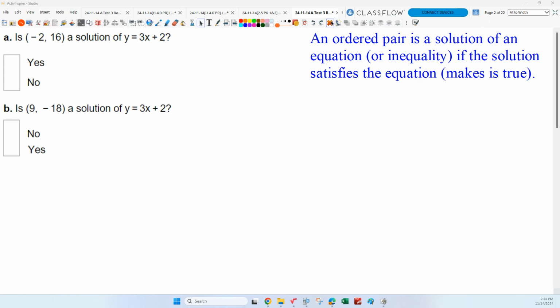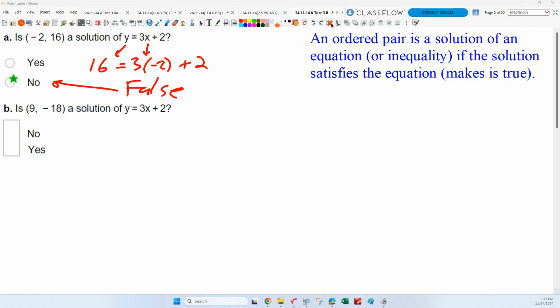So the top one, if I plug those in, y would become 16, and the x would become negative 2. And is that true? Is 16 equal to 3 times negative 2 plus 2? No, it is not. That is false. So the answer is no. Exactly. Okay, see how that works? If it had made a true statement, then it would have been a solution, right? Okay, good.